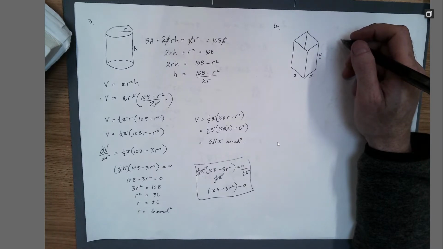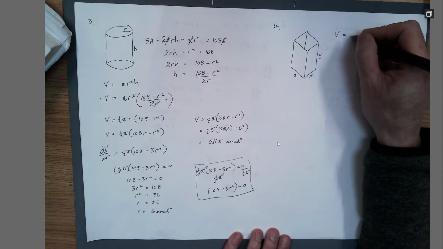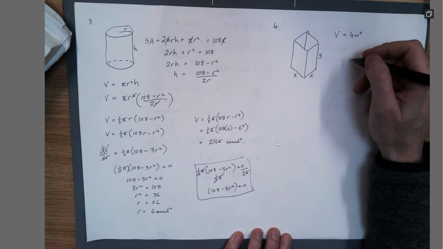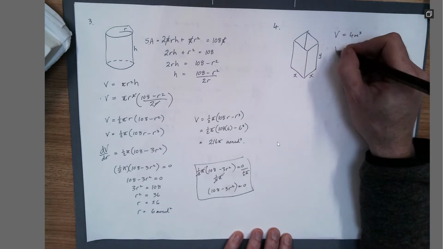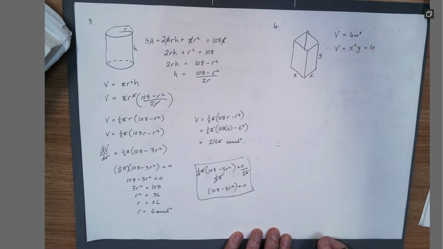A tin box is a square base of sides x centimeters and height y meters. The box is open at the top and is made to hold 4 meters cubed. So the volume equals 4 meters cubed. The formula for the volume of a box is x times x times y. So the volume is x squared y, which equals 4.